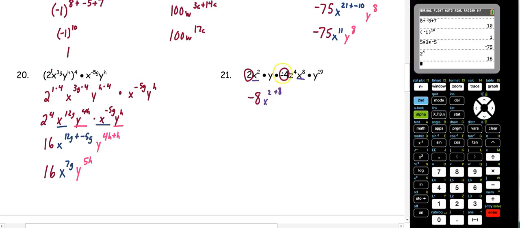I also have y's. One of these y's doesn't have an exponent, so remember it's an exponent of 1. So I have y to the 1 plus 19. And then I have z, which doesn't have a partner, so just z to the 4th. And now I'm going to combine those exponents for each variable. So I get negative 8 x to the 10th, y to the 20th, and z to the 4th.